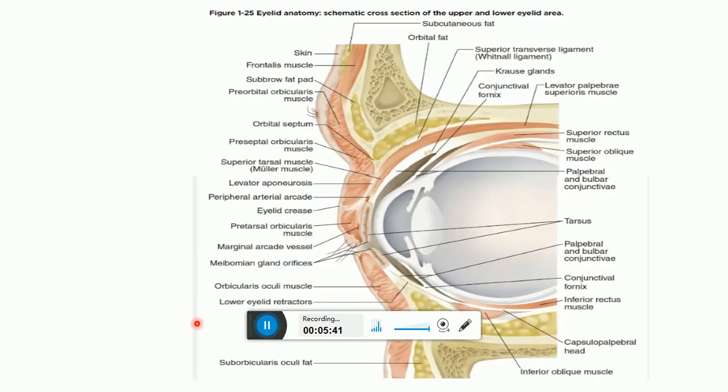The loose connective tissue of the eyelid contains no fat, so blood or other fluids can accumulate beneath the skin, and this blood or other fluids can cause rapid and dramatic swelling of the eyelids.